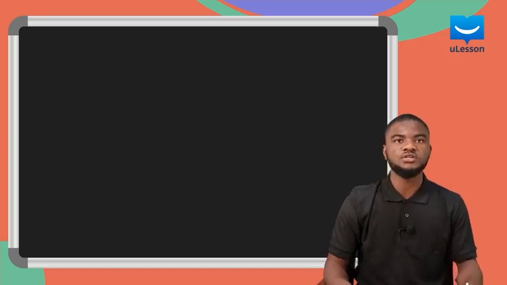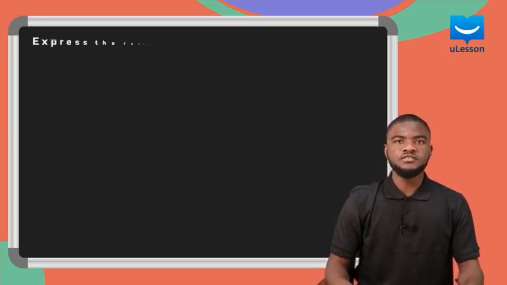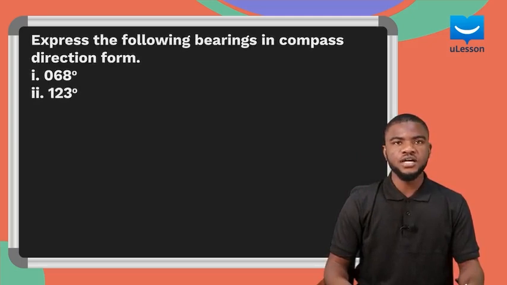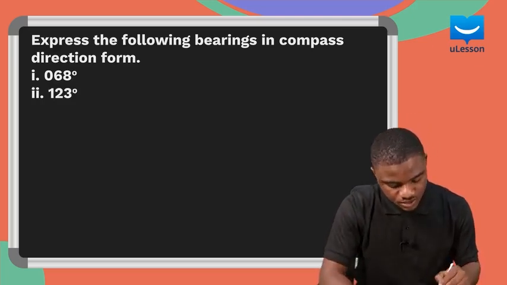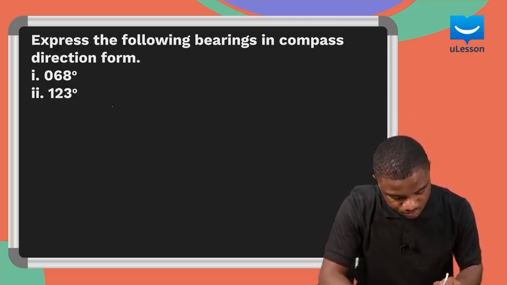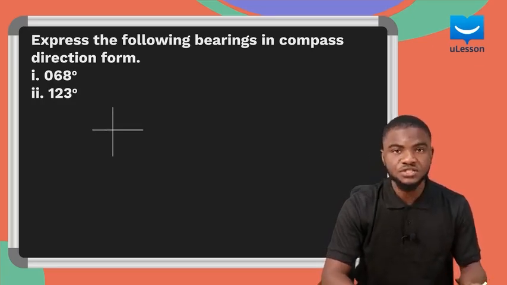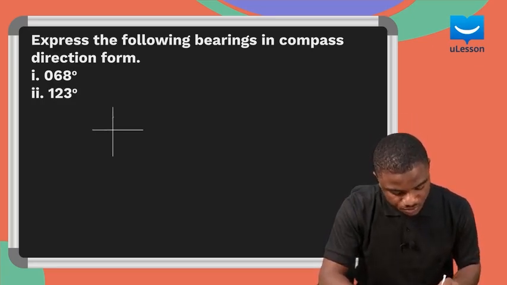Let's take a look at another question. Express the following bearings in compass direction form. 1. 068 degrees. 2. 123 degrees. First, let's draw out the bearing. 68 degrees is drawn from the north.